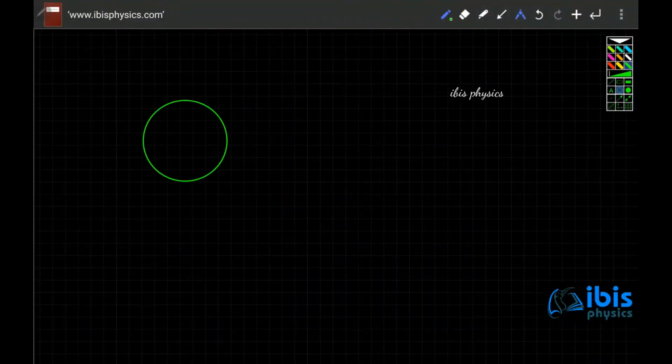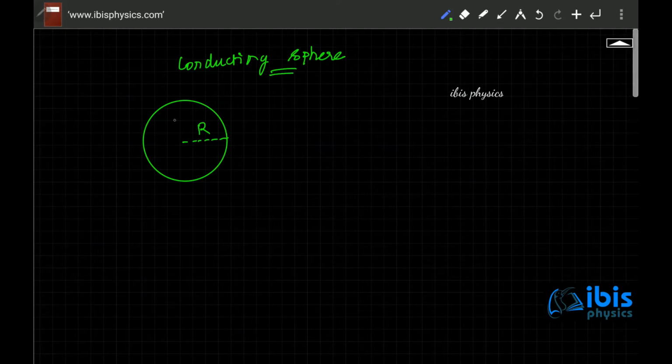There is a conducting sphere of radius r. If its radius is r, how does the electric potential vary from the center to infinity? This is a conducting sphere. When this is a conducting sphere, what happens? If it is a non-uniformly charged sphere, or we say a non-conducting sphere, the charge will be spread across it uniformly. But because this is a conducting sphere, charges can move from each other.